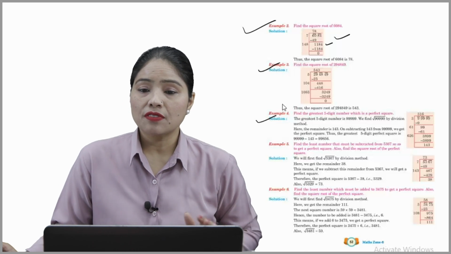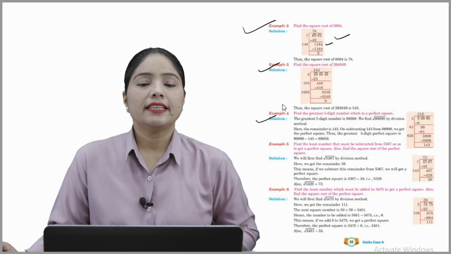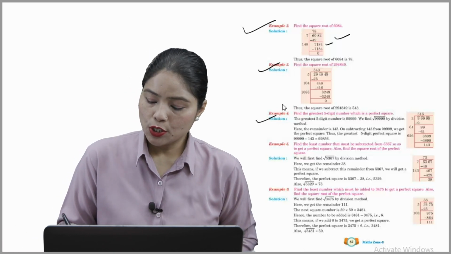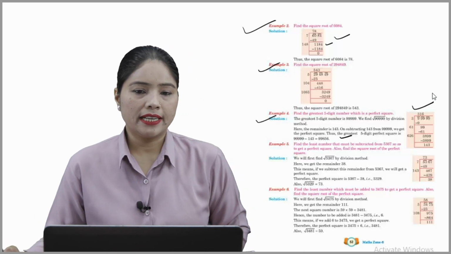Thus the greatest 5 digits perfect square is 99,856. I hope you understood well. So this is how we do that. This is the division method.